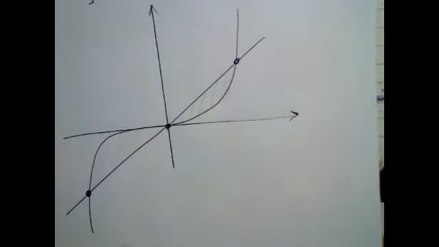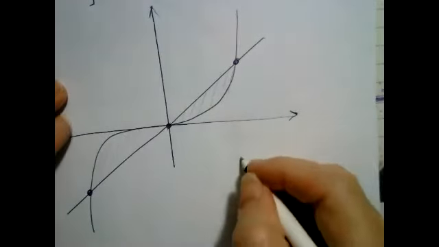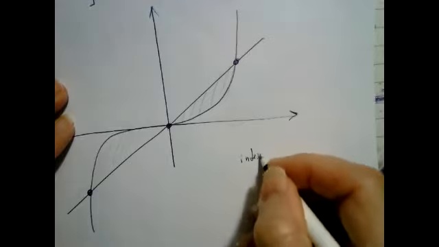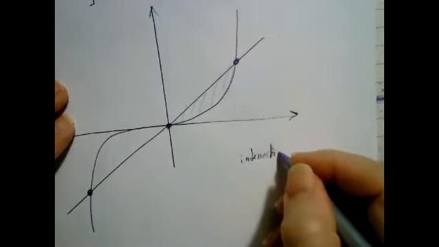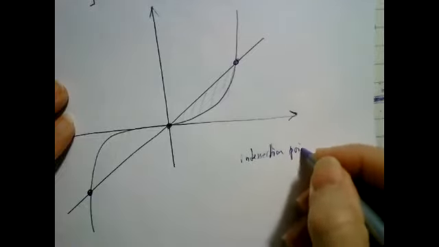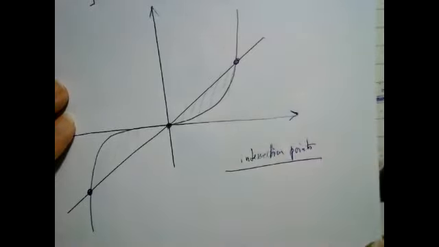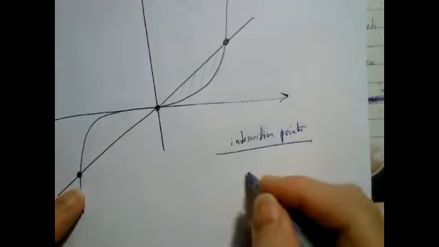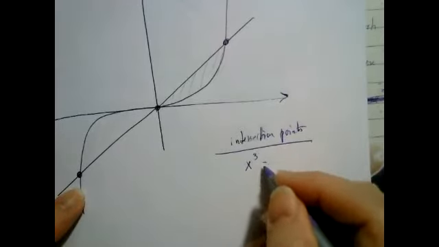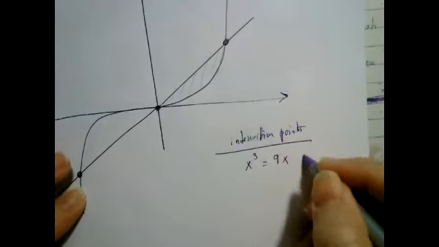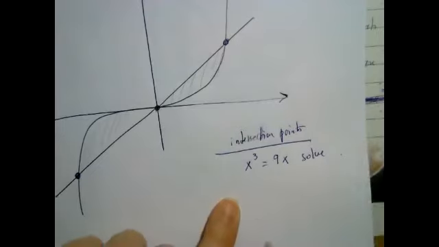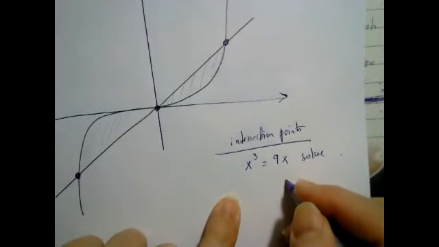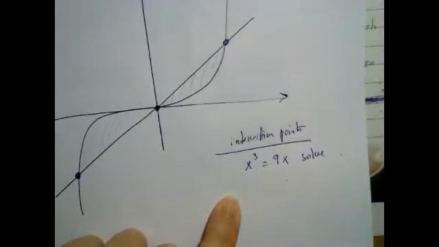So let us find the intersection point. Okay, how to find them? We set the two curves equal: x cubed equals 9x, and we solve for x. Now, how are we going to solve? Remember, solving most of the time, how do you want me to solve this quickly?